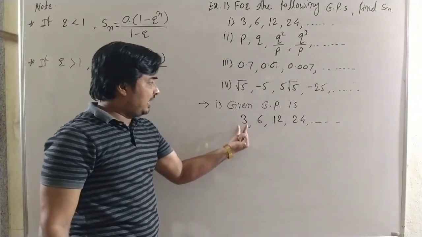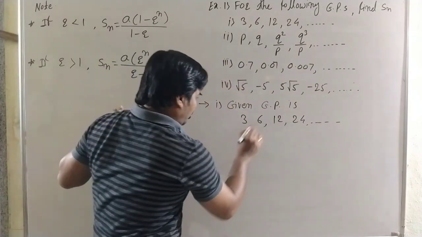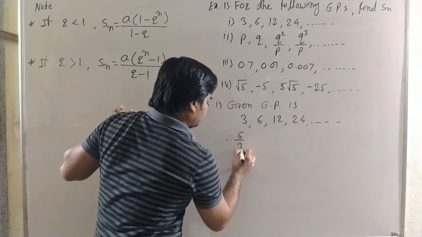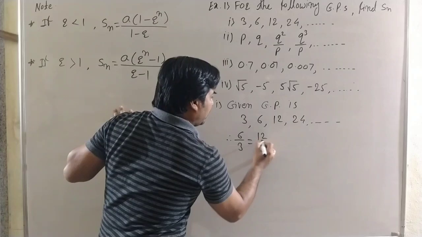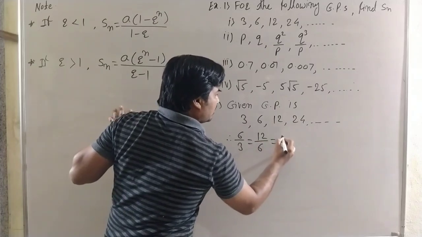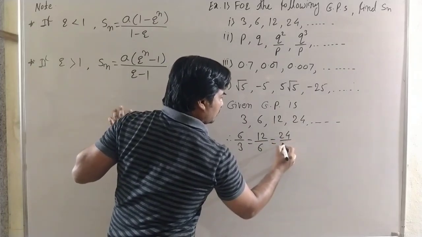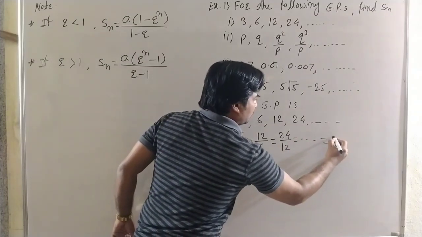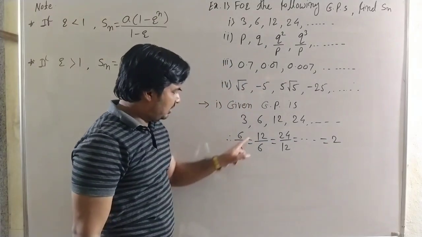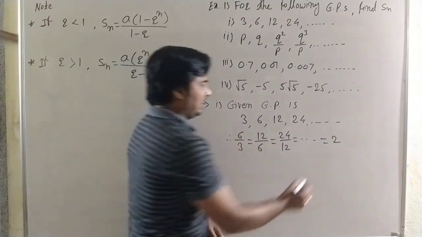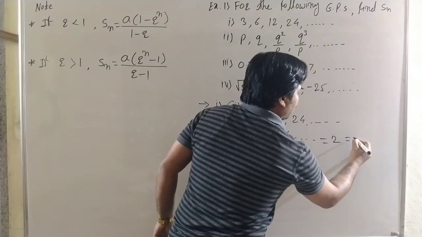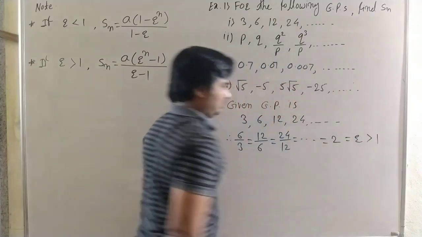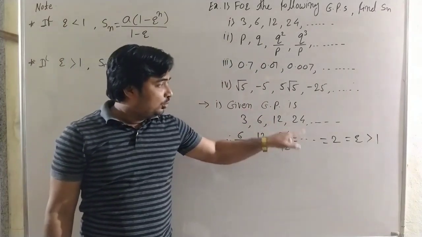Here the first term a is 3. Now we find the common ratio. It is a geometric progression, therefore 6 upon 3 is equal to 12 upon 6 is equal to 24 upon 12, which is 2. So r is 2, which is greater than 1.